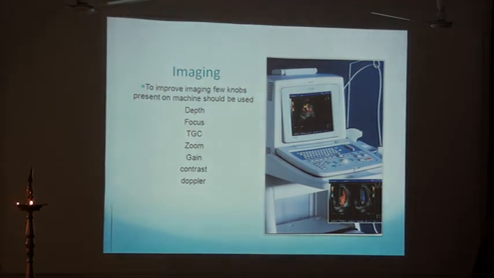So once we get the image, we can improve it by using a few knobs present on the machine. This is known as knobology. And those knobs have to be used according to a plan. First you adjust the depth, then the focus, then there is the time gain control knob, zoom, gain, contrast and Doppler.